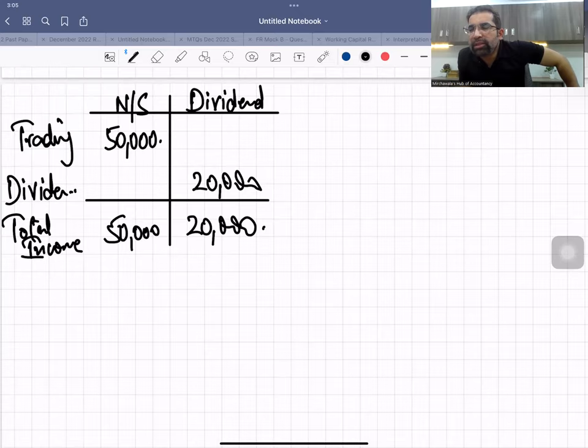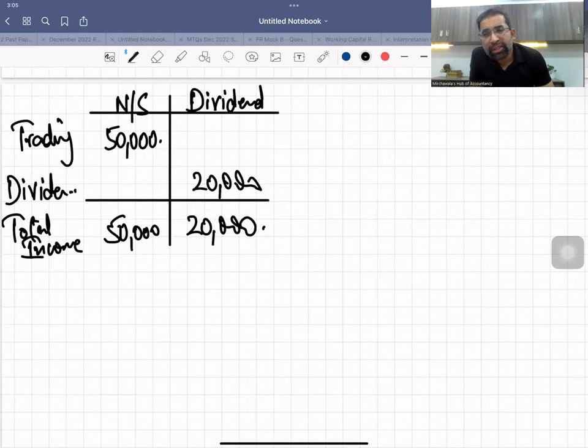Always use the personal allowance against non-saving income first, and then dividend income. What is the logic? The logic is that non-saving income has a higher tax rate. So the income with the higher tax rate must be reduced, and we get more benefit.